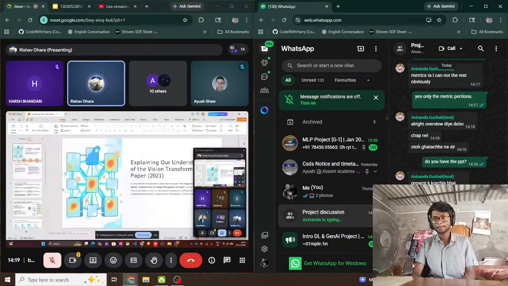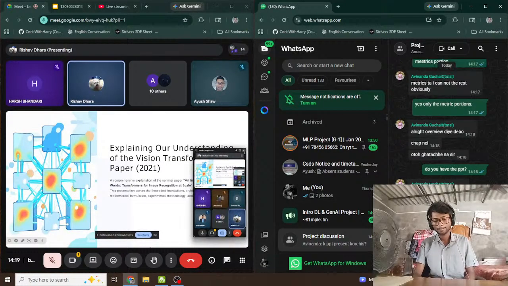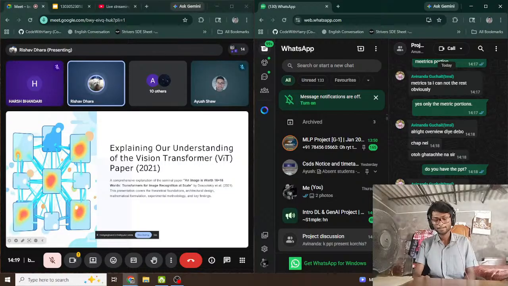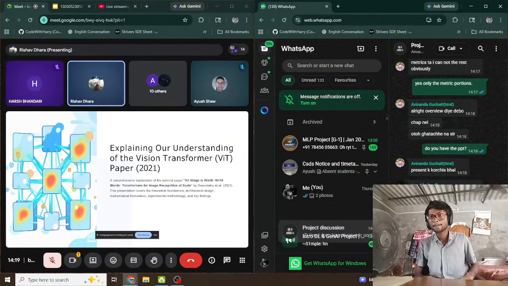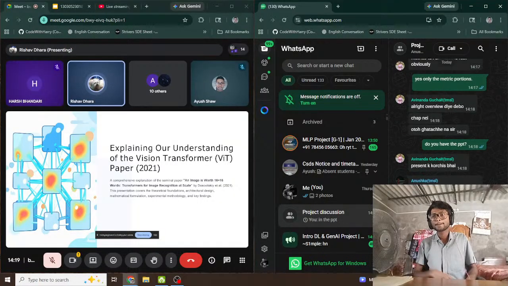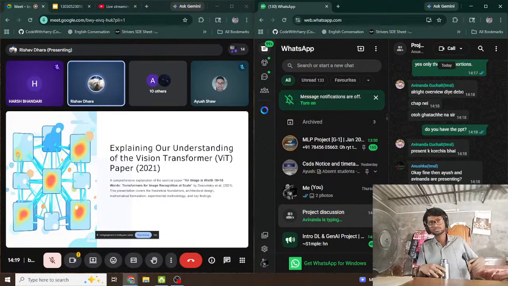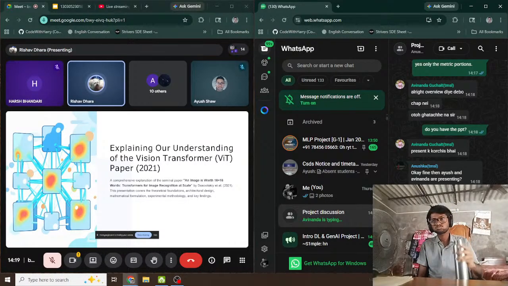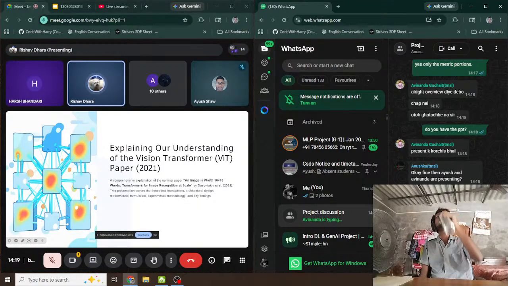Good afternoon, sir. Good afternoon, everyone. Our team consists of me, Rishabh Dhara, Antanil Gupta Bakshi, Polomi Das, Trideep Devnath, and Aniksha. Our given paper was about vision transformers. This is a very popular paper from 2021, which basically established that convolutional neural networks can be outperformed by transformers themselves.